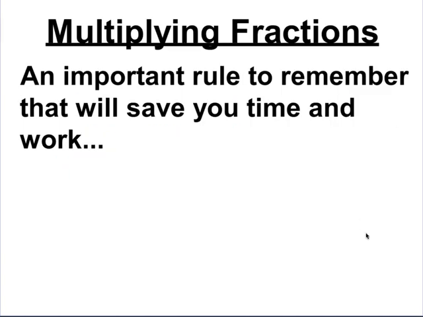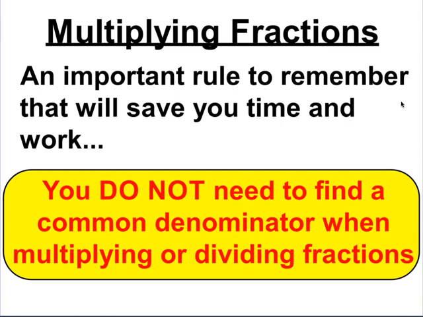So let's start with multiplying. Here's the most important rule. This is going to save you time. It's going to save you work. It's going to make things easier to do if you remember this one rule. When you multiply fractions or when you divide fractions, you do not need to find a common denominator. Adding and subtracting were problems where you had to. You couldn't solve problems without it. But here you don't need to. If you choose to make a common denominator, it's not going to make your answer wrong as long as you solve correctly. It just makes more work for yourselves when you do it that way. So you do not need to find a common denominator.